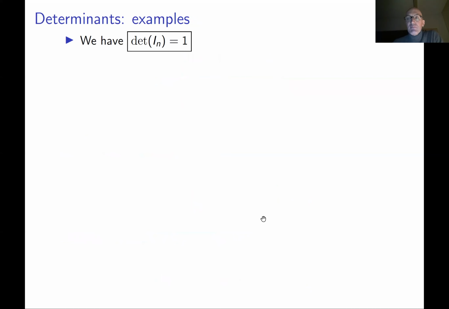Probably the simplest matrix after the zero matrix is the identity matrix. If you have the identity matrix, then its determinant is 1. Again, this follows immediately from our definition, from the formula which we used. I strongly suggest that you prove this by yourself. Just apply the formula on the previous slide.